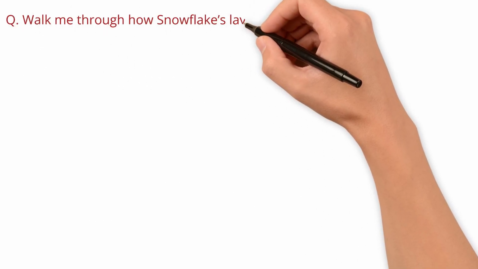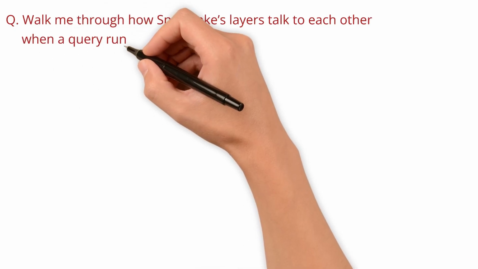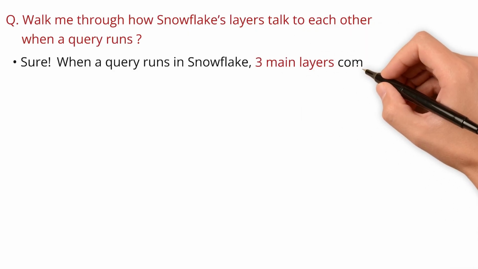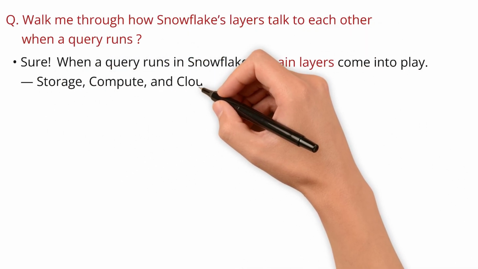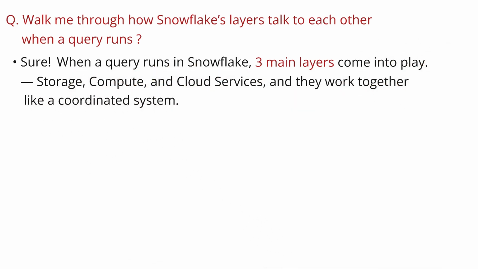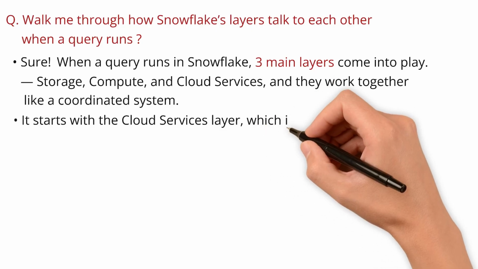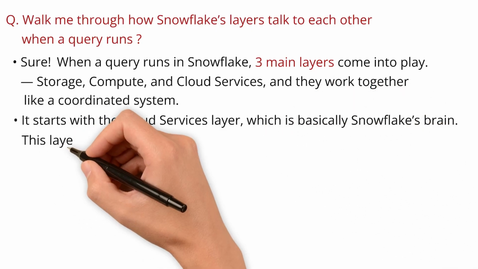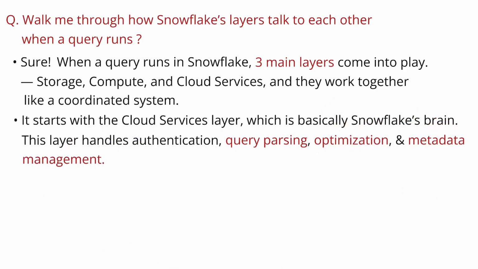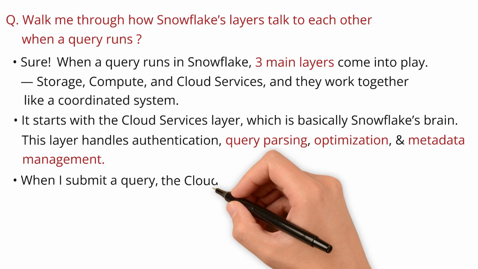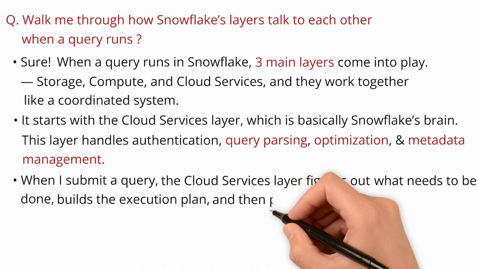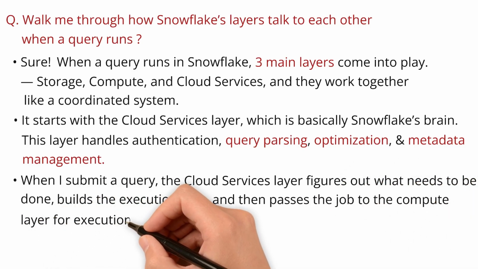Walk me through how Snowflake's layers talk to each other when a query runs. Sure. When a query runs in Snowflake, three main layers come into play: storage, compute, and cloud services. And they work together like a coordinated system. It starts with the cloud services layer, which is basically Snowflake's brain. This layer handles authentication, query parsing, optimization, and metadata management. When I submit a query, the cloud services layer figures out what needs to be done, builds the execution plan, and then passes the job to the compute layer for execution.